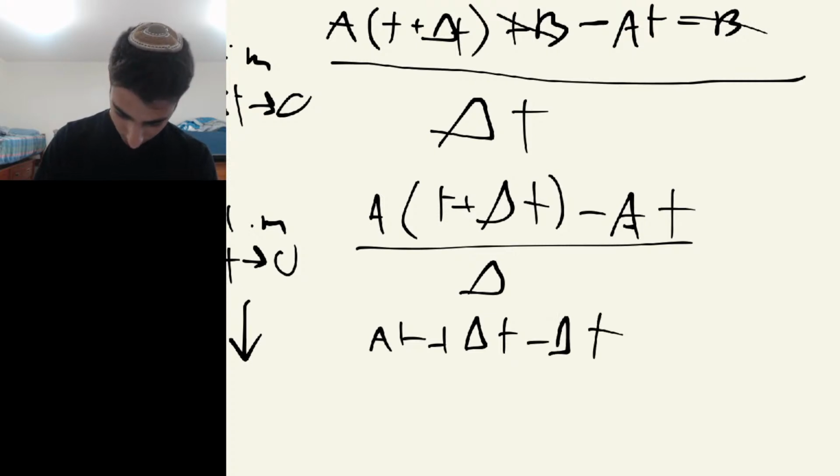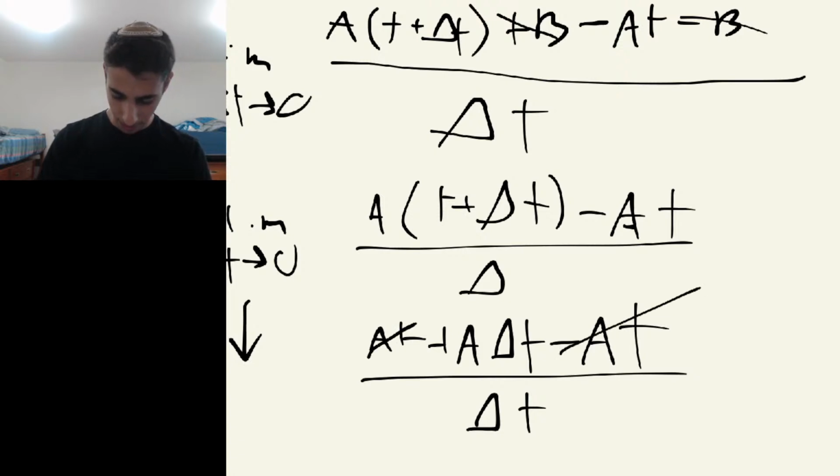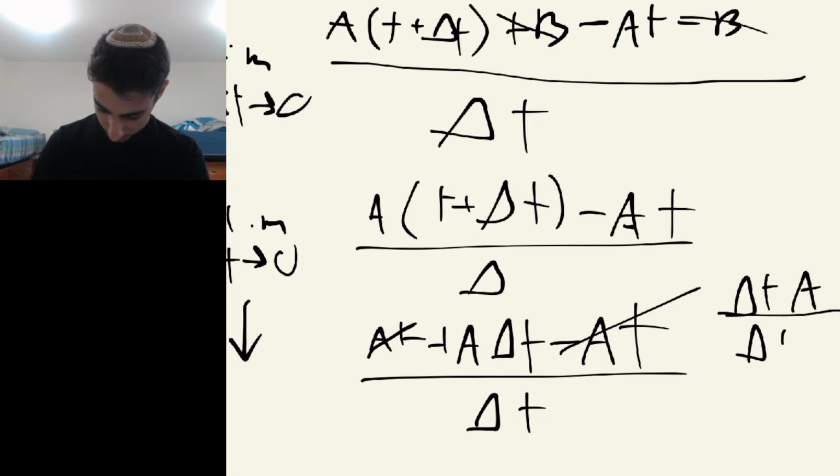Sorry, I'm doing a lot of this. So at plus a delta t minus at over delta t. And you can see that these two will cancel, the ATs will cancel, and we'll be left with a delta t times a over delta t. The delta t's cancel, and we're left with just straight up a.